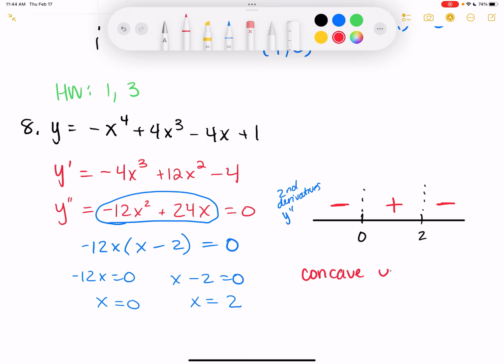So we're concave up from 0 to 2, because that's the region where it's positive. So from 0 to 2, and these are open intervals. And then we're concave down in the regions where it is negative. So from negative infinity to 0, and from 2 to infinity, it's concave down.